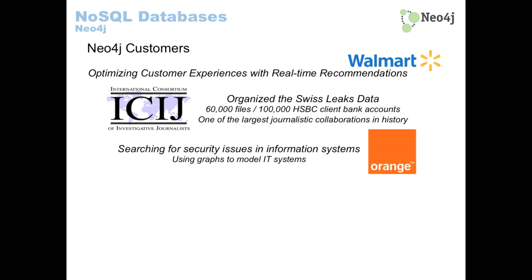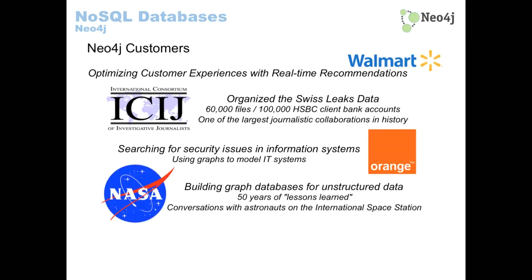So there's a company called Orange that has used graphs to model their IT systems. They have very complicated configurations, and they use these graphs to search for potential security issues in their information systems. This one's also very interesting.